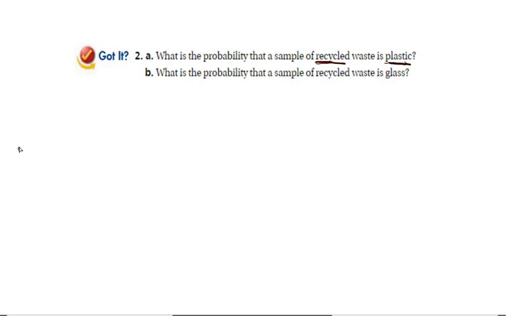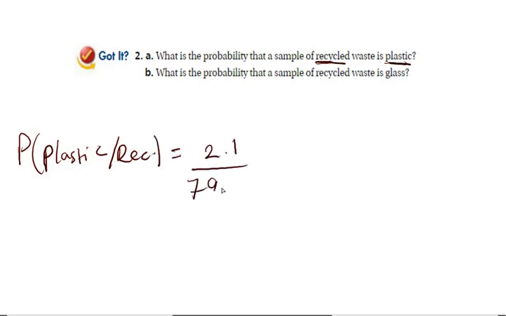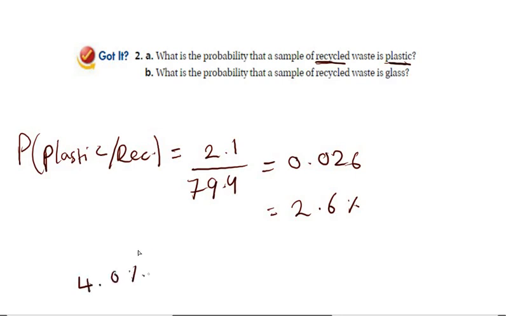So probability of plastic given recycled is 2.1 over 79.4, and this is equal to 0.026 or 2.6%. I will leave B for you to solve it, and this is the answer for B, 4%.